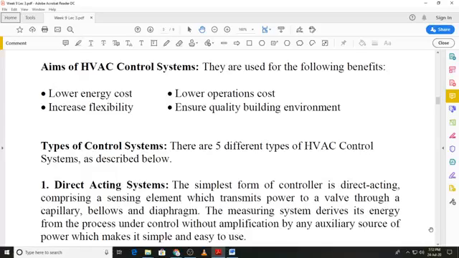One is known as the direct acting type, and that is the simplest type. So you will have a sensing element which will transmit power to a valve or a bellows or a diaphragm through some capillary, and it derives the energy from the process that it is actually trying to control. So we do not have an additional source of power.